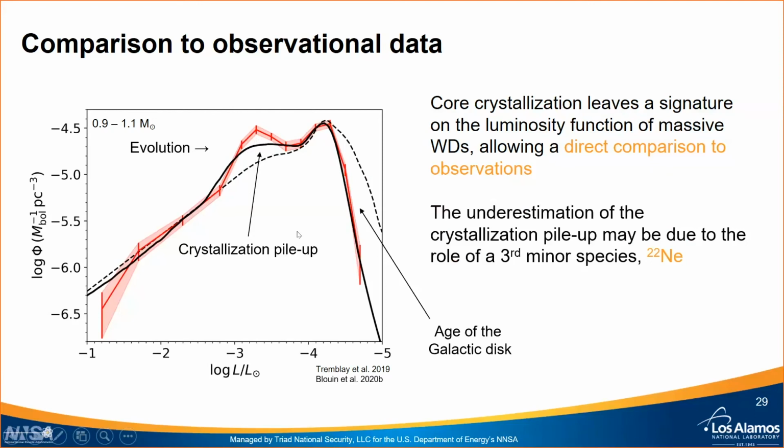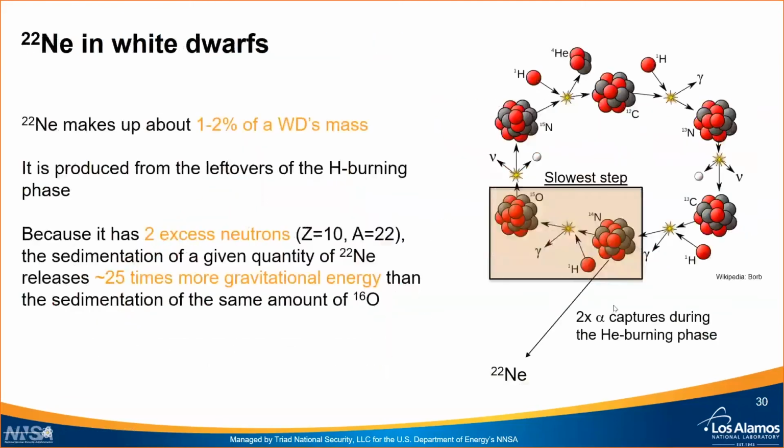So now that we've done all this work on carbon-oxygen plasmas, we are confident that we understand the physics of what's happening, and we think that what's to blame for this gap here is the role played by a third species that is present in white dwarf cores, which is neon 22. So neon 22 is really just a trace species in white dwarf cores. So we're talking about only 1 or 2% maximum of the white dwarf's mass. So it basically comes just from the leftovers of the hydrogen burning phase of the star.